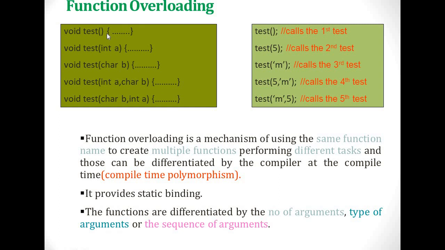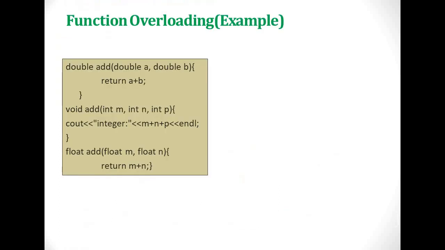First one, void test without passing any arguments, and then the second will be passing an integer data type as an argument, and then the third will have a character data type as an argument. In this character type declaration, we are using single quotes, and then both integer and character will be declared. In this next one, the character will be passed first and then the integer value. In this way, functions will be declared in multiple ways.